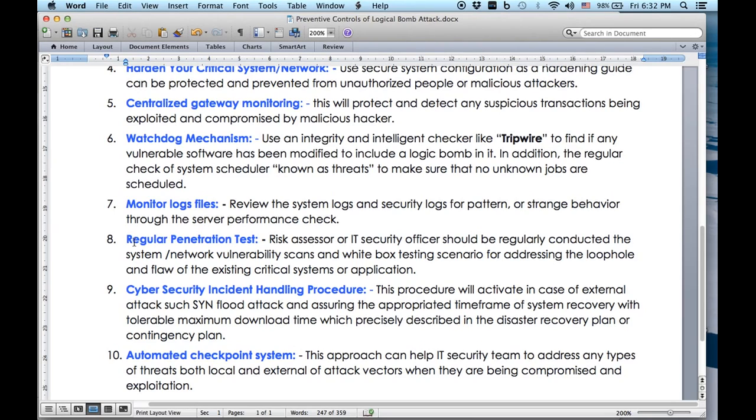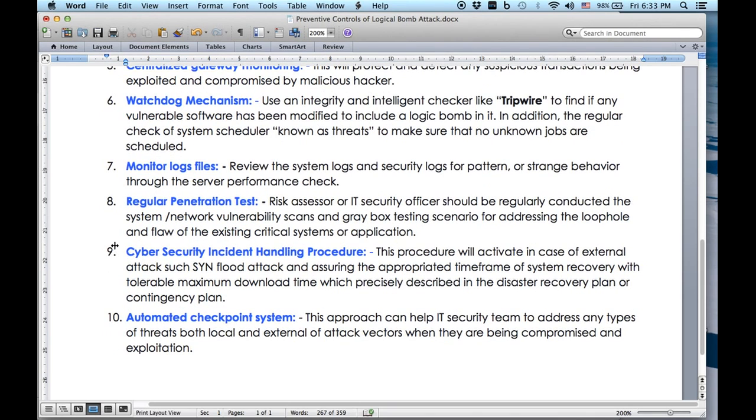White box testing means that the pen tester needs to understand the existing infrastructure. Also, some certain parts are not declared to the pen tester. So the testing can include black box testing and white box testing. Sorry, this is gray box, not white box. Gray box testing means they are combined together between white box and black box, to address the loopholes and flaws of the existing critical system or application.